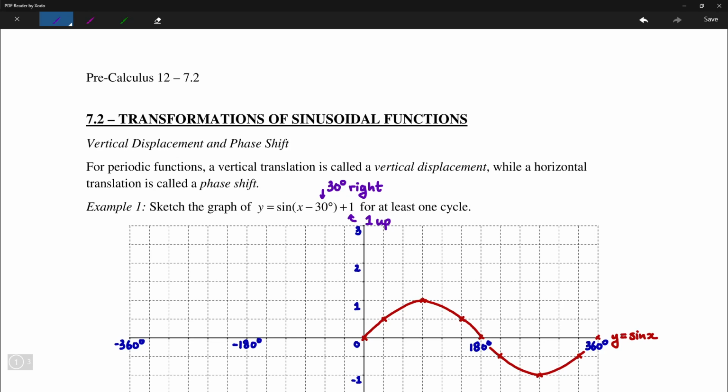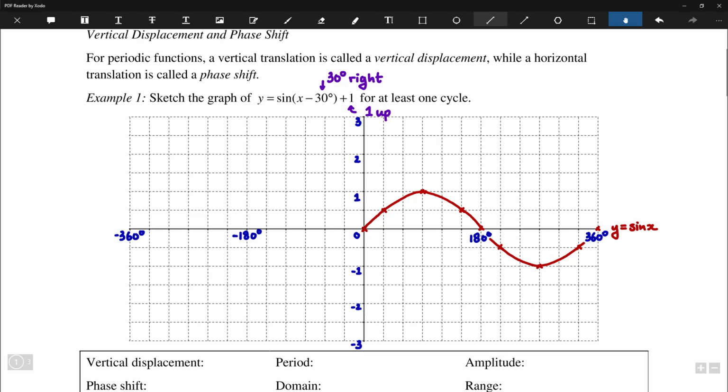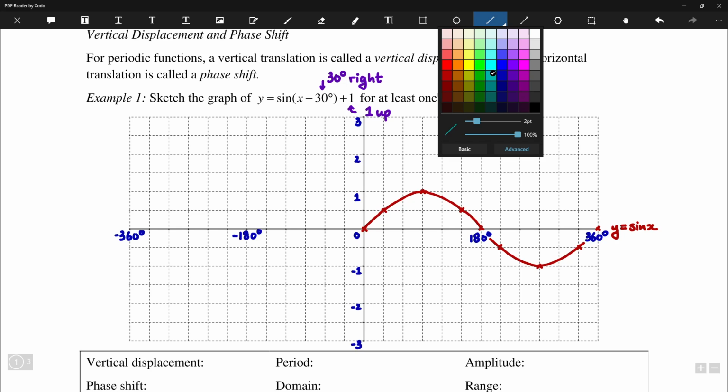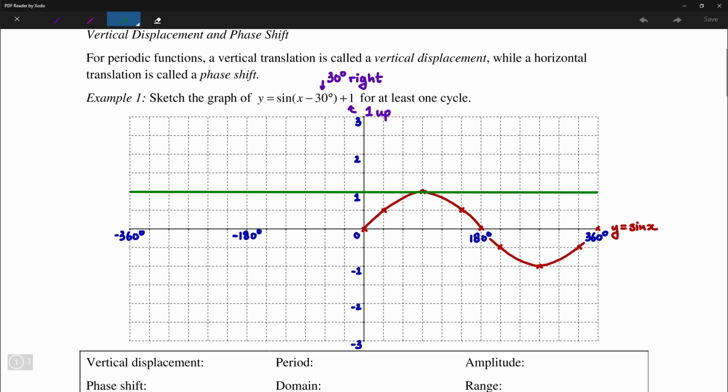In order to sketch this graph, we'll be using the function y equals sine x, which is already drawn on the grid. A good way to think about this transformation is in terms of the center or midline of the graph. Originally, with y equals sine x, the midline is just the x-axis. But since the function is being moved up one space, the new midline is going to be y equals 1, or the new center line.